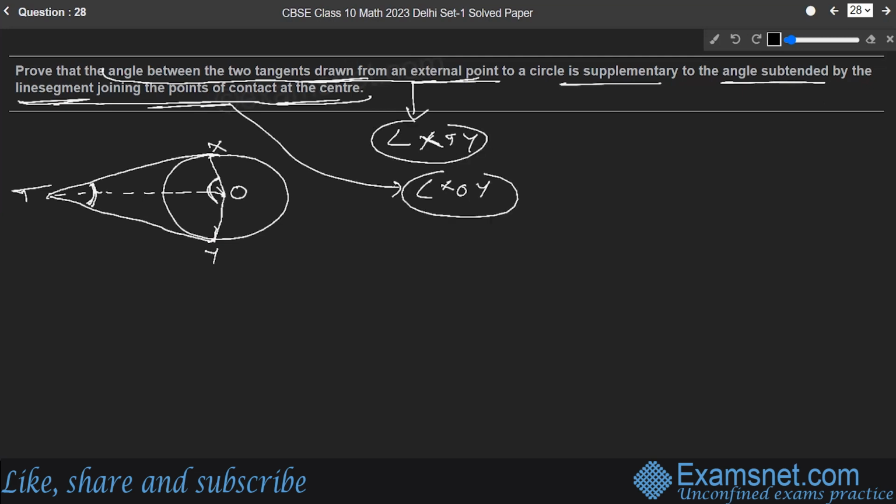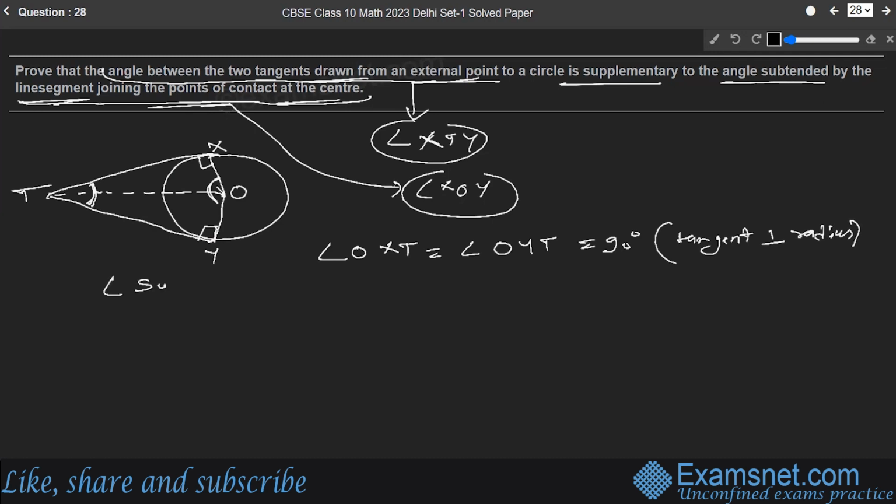So let us establish something. As we have joined OX and OY, we can easily say that these two angles are 90 degrees. Angle OXT is equal to angle OYT, and both are equal to 90 degrees. The reason behind that is one is the tangent and one is the radius, and a tangent is always perpendicular to the radius of the circle. So these two angles are 90 degrees.